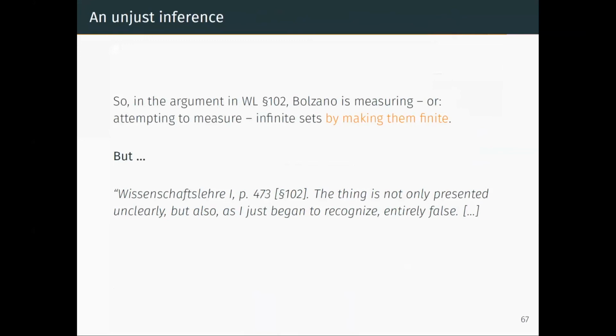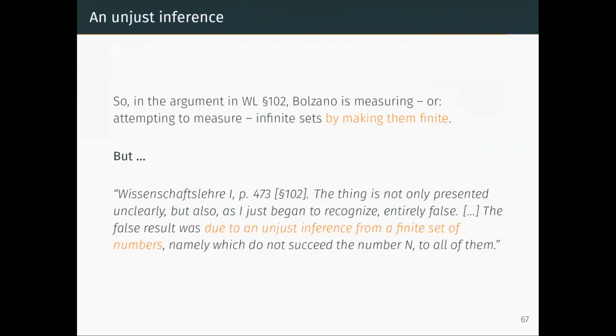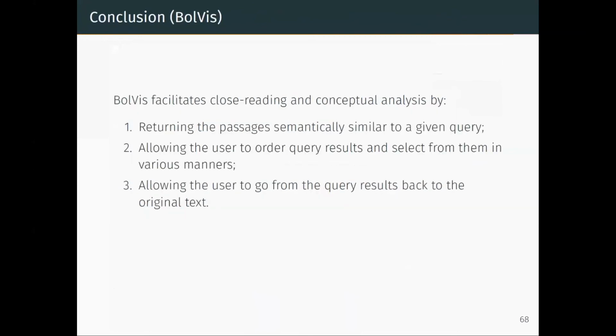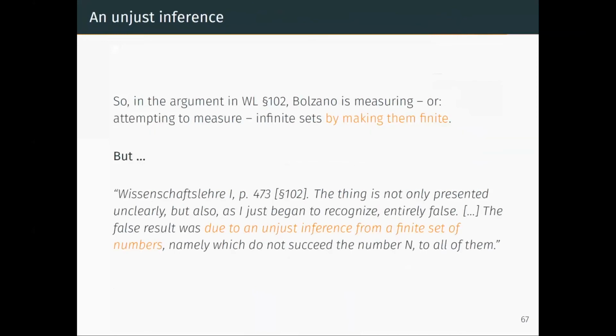And then we go back. We now understand what he wrote in the letter to his pupil, where he says the thing is not only presented unclearly, but also, as I just began to realize, entirely false. Because he continues, the false result was due to an unjust inference from a finite sense of numbers, namely to which do not succeed the number n to all of them. So, to sum up, BolVis helped us identify exactly what was the meaning of the letter that Bolzano wrote to his pupil.